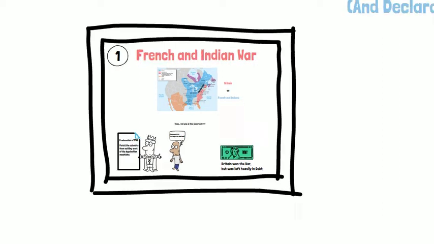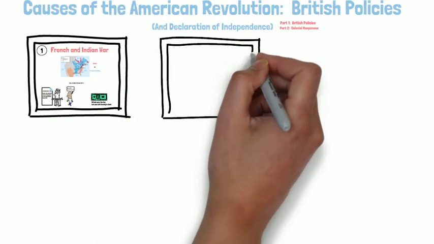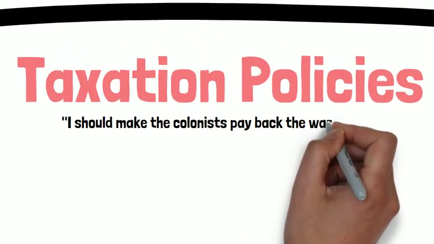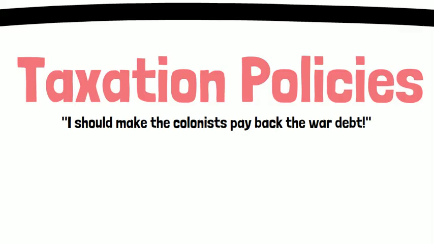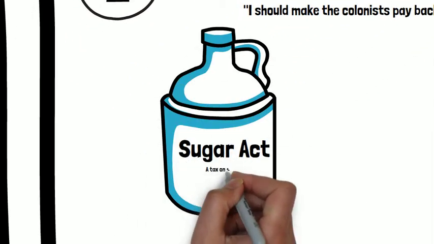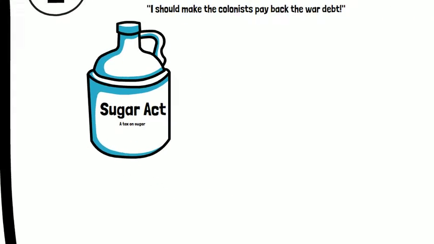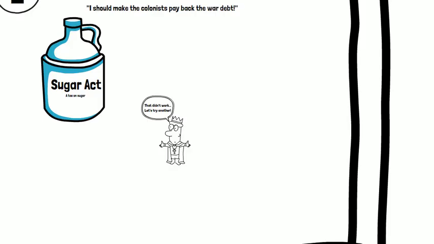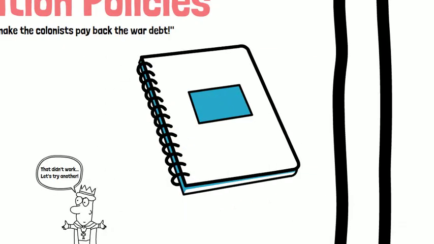This brings us to the second cause of the American Revolution. King George III thought that the colonists should help pay back the war debt. As a result, King George III and the British Parliament began enacting a series of tax policies. First was the Sugar Act, which was a tax on sugar. However, the colonists began protesting and boycotting, so the Sugar Act was repealed and the Stamp Act was enacted.